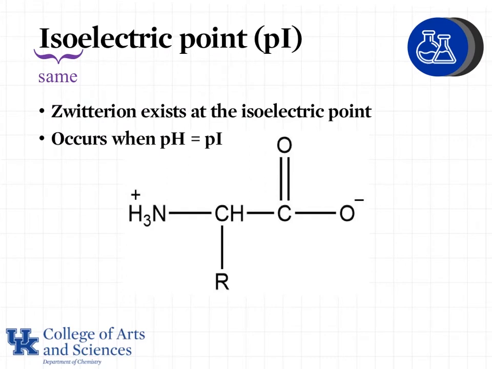Now, amino acids don't always exist as a zwitterion. They exist as a zwitterion when they are at the isoelectric point, also known as the pI value. This occurs when the pH of the solution equals the pI value of the amino acid. Iso means same, so there's a positive and negative, but the magnitude is the same. The pI values are reference values. You'll be given those values in a reference table, and you don't have to memorize them.